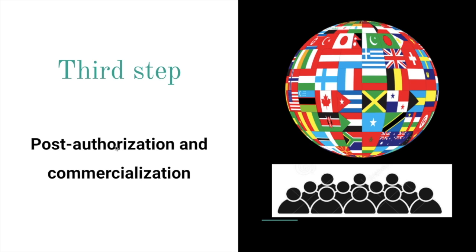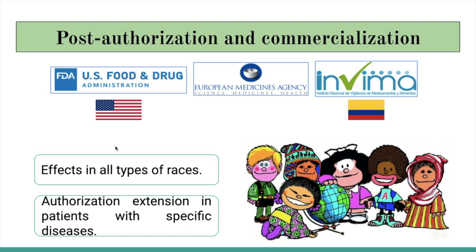Third, post authorization and commercialization. Post authorization and marketing studies aim at vigilance and control of the medicine, completing the characteristics and effects of vaccine activity in all types of race around the world. In this line, this phase allows authorization extension in patients with a specific disease and identifies possible risk factors or effect modifiers in specific patients.